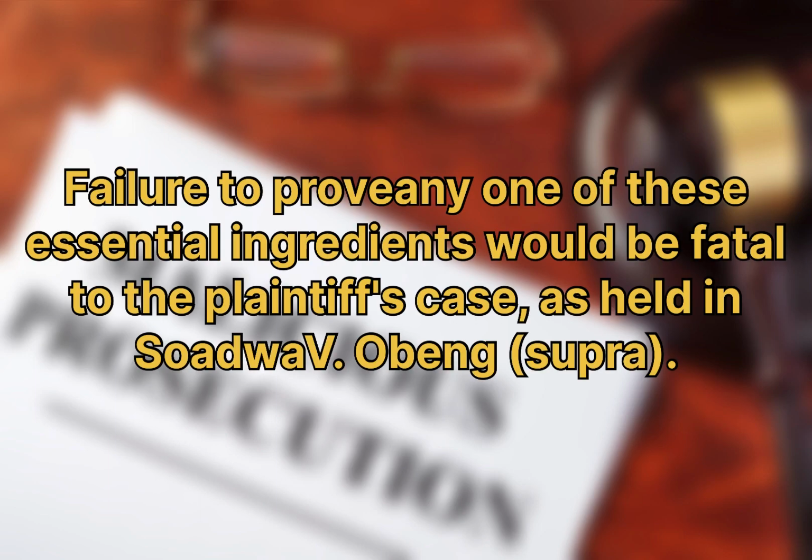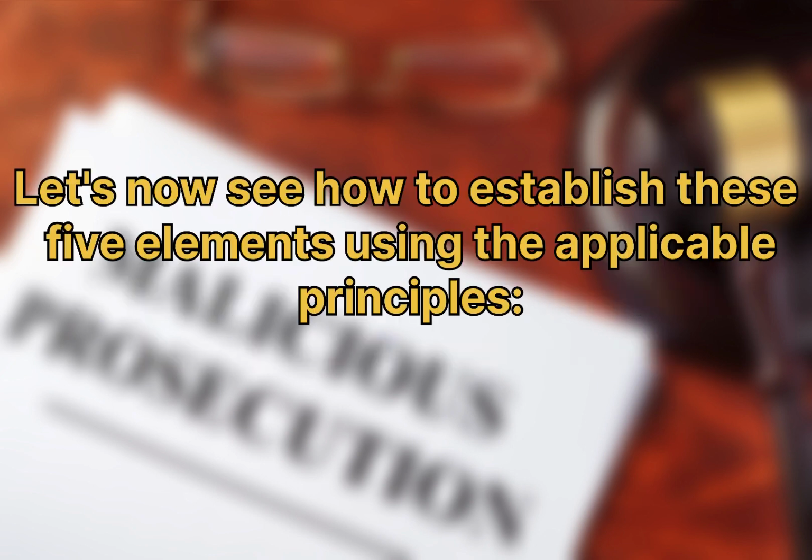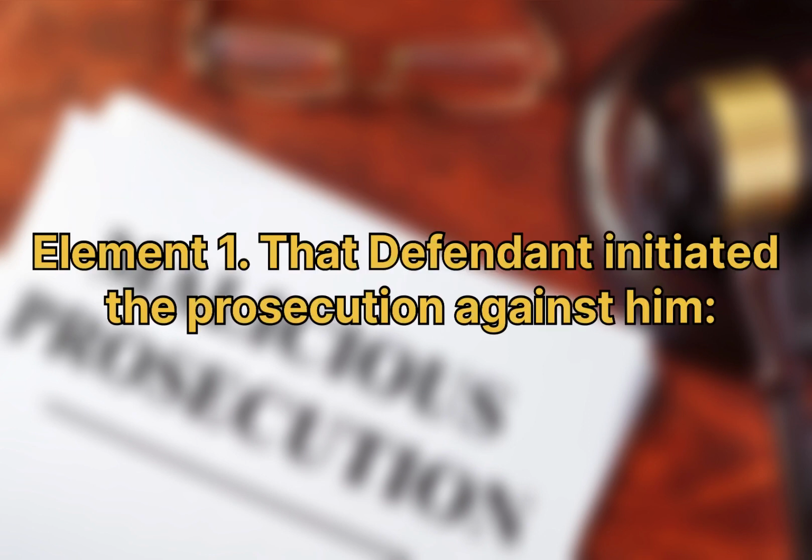Failure to prove any of these essential ingredients will be fatal to the plaintiff's case, as held in Sodwa versus Obeng mentioned earlier. Let's now see how to establish these 5 elements using the applicable principles. Now, to element 1, that the defendant initiated a prosecution against the plaintiff.